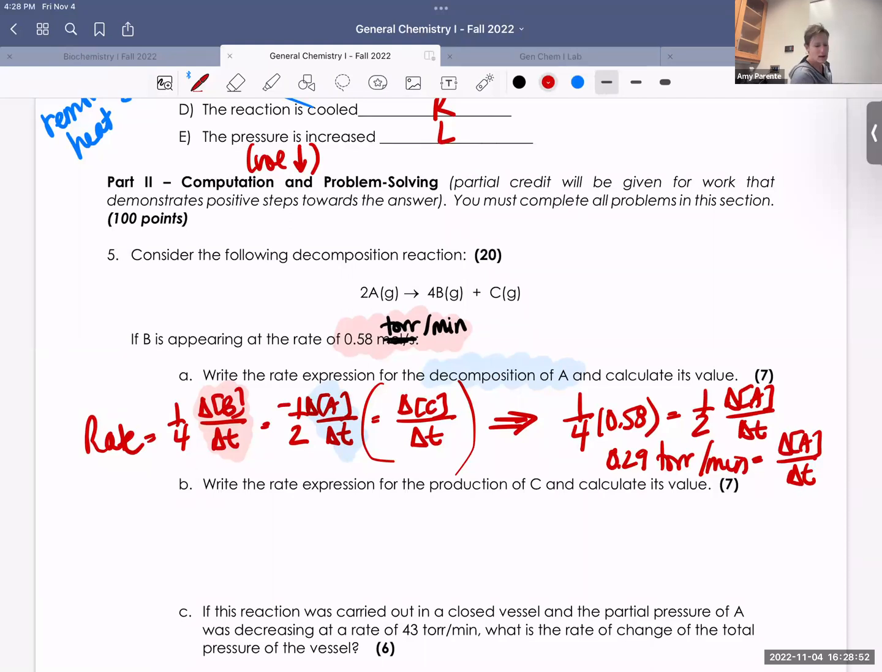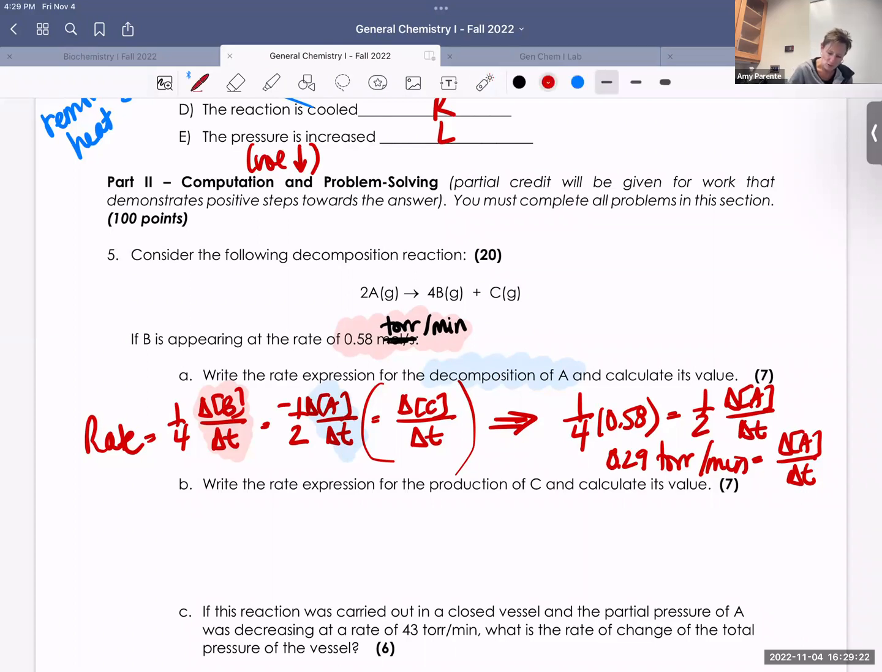Classic mistakes that students make with these kinds of problems is they forget that they have to keep those fractions. And don't worry about the negative that's here. We're never going to have a rate that's negative. So when you go to solve this problem, you can just get rid of the negatives. We don't need to worry about them to solve this kind of problem. Questions? That one's good. So this one says, write the rate expression for the production of C and calculate its value.